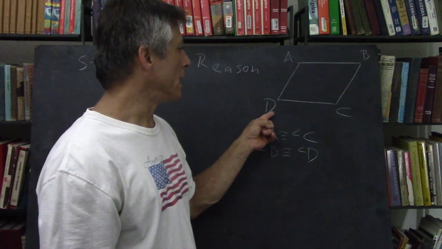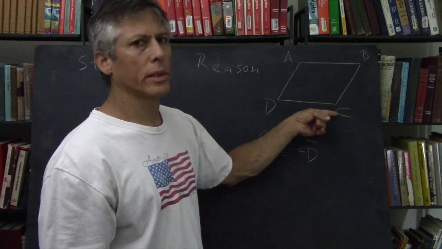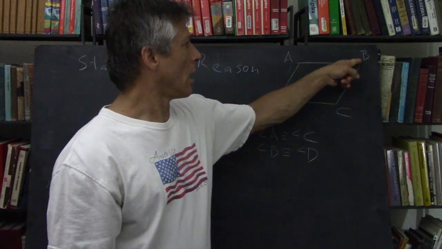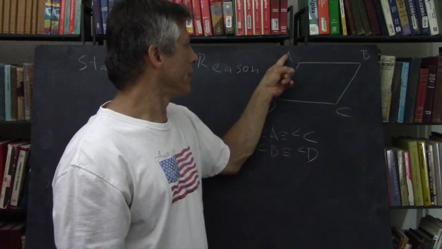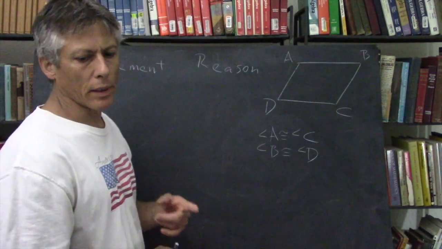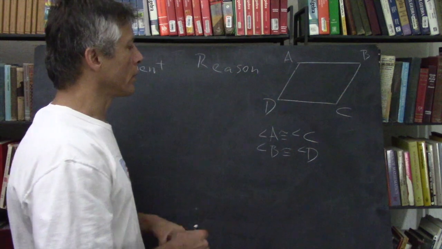So what's opposite to D? Well, this is the next one, so it's adjacent. So this is the opposite. So it's adjacent, opposite, adjacent, opposite. Okay? So we're trying to show opposite angles are congruent. So these are the ones we want to show are congruent.